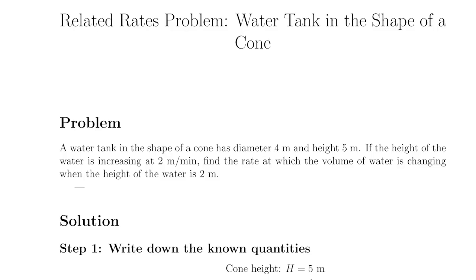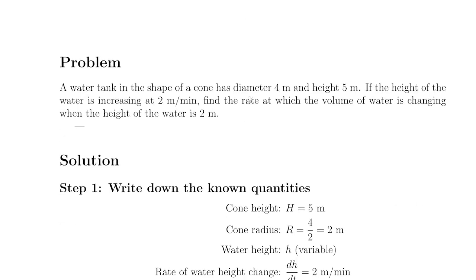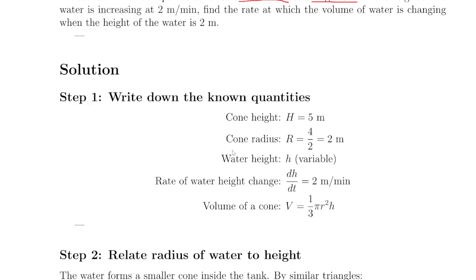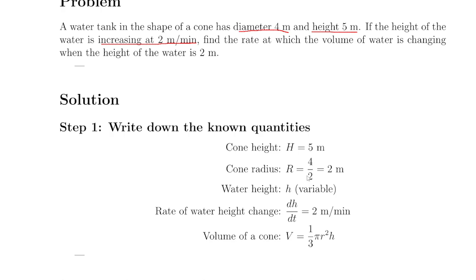So let's write down what we're given. We're given that the height is 5 meters and the radius is 2 because the diameter is 4. We'll call the water height h, and we know that the water is increasing at 2 meters per minute. So that's going to be our dh/dt. So we want to find dV/dt when h is 2 meters.